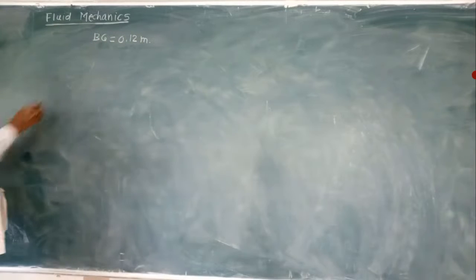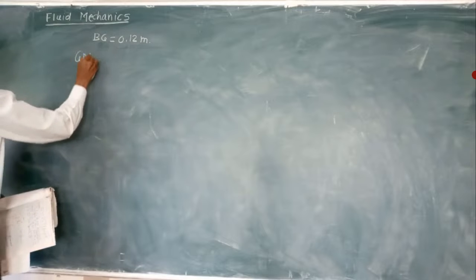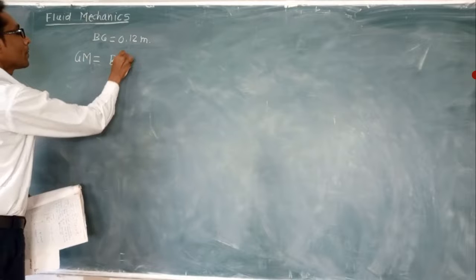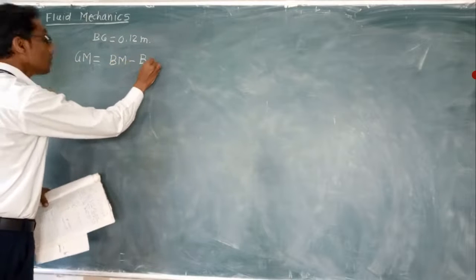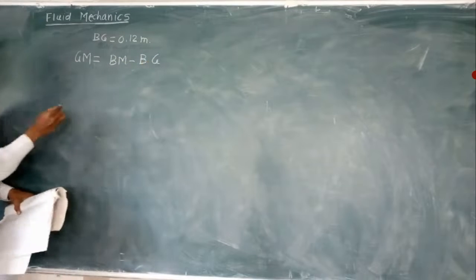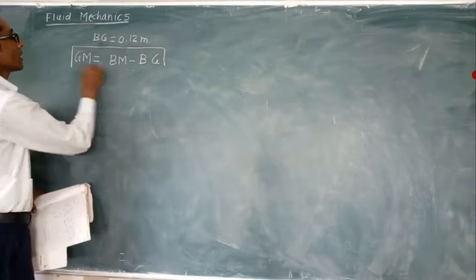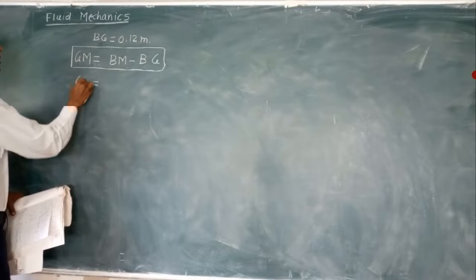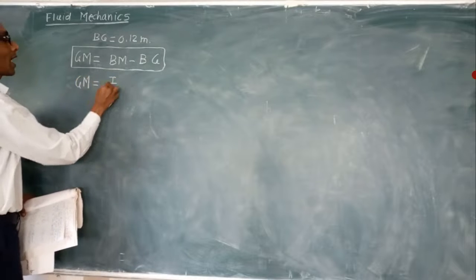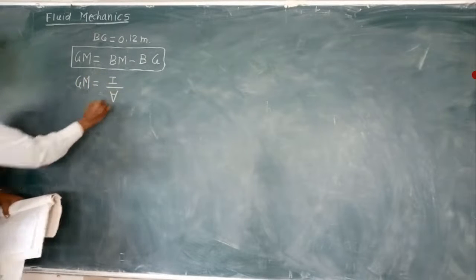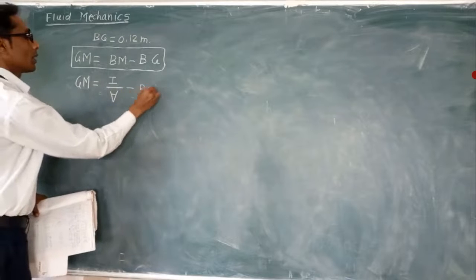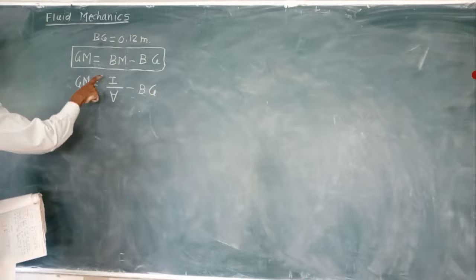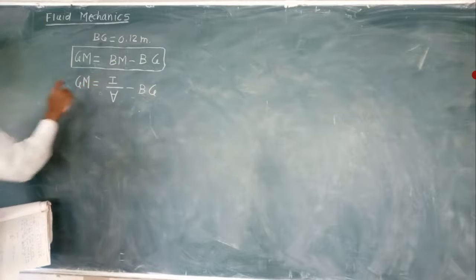Now as per the definition of metacentric height, GM is equal to BM minus BG. This is the basic definition. And as per the derivation, BM is I by volume, so GM is I by volume minus BG. Out of that, BG we have calculated; now we have to calculate I and volume.